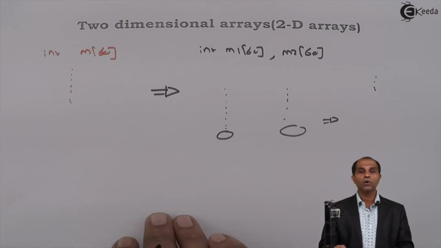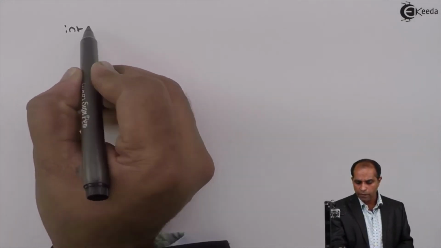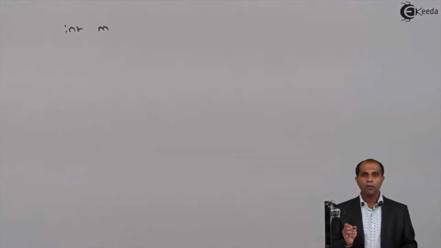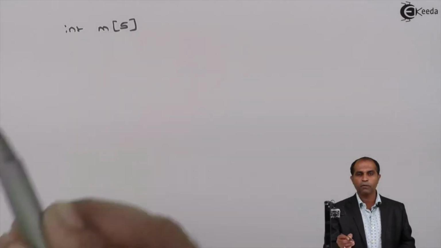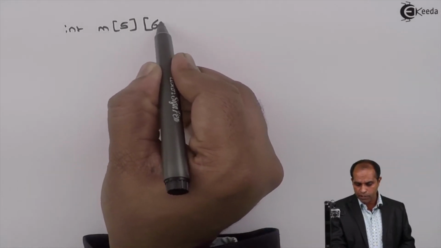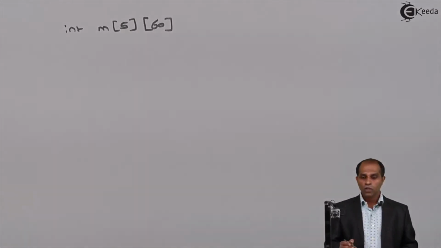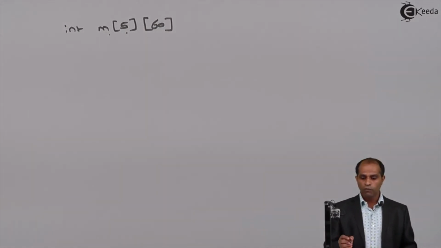Let's see how that two-dimensional array looks. I'll say int m. How many classes did I say? I'm supposed to do it for 5 classes, so I'll say m of 5. Then in each class I have 60 students, hence I'll say bracket 60. So when an identifier is associated with 2 sizes, we call this a two-dimensional array.